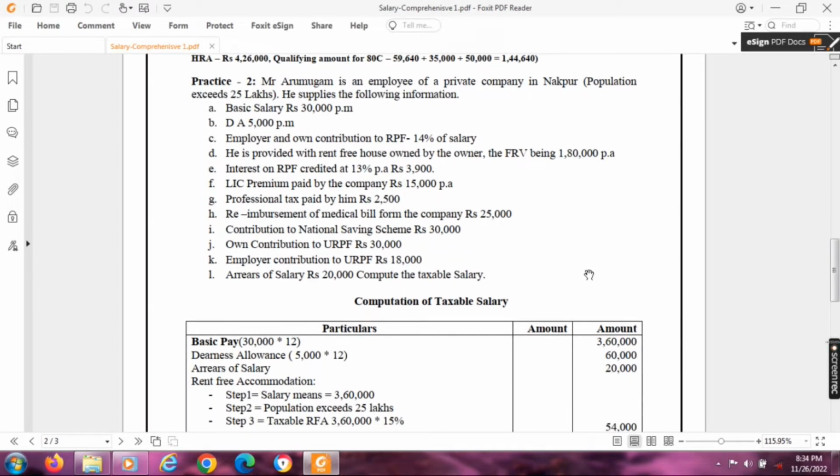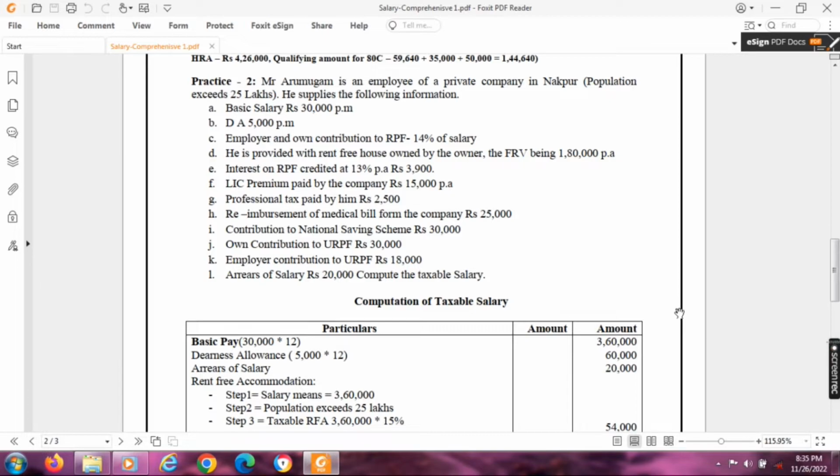Basic salary 30,000, DA 5,000 per month, employer and own contribution to RPF 14% of salary. He is provided with a rent-free house owned by company, the rental value being 1,80,000. Interest on RPF credited at 13% per annum, rupees 3,600. LIC premium paid by the company 15,000. LIC premium paid by company. It was taxable in hands of employee and also qualified for 80C.